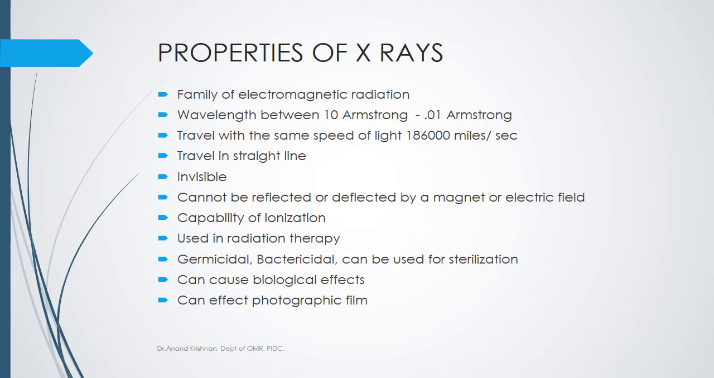and it can be neither reflected nor deflected by electric or magnetic fields. Even though we describe electromagnetic radiation as an alternating electric and magnetic field, the X-ray's property is such that it cannot be deflected by electric and magnetic fields. It has the capability of ionization due to its increased energy and penetrability. It is used in radiation therapy, and it is also used in imaging studies.